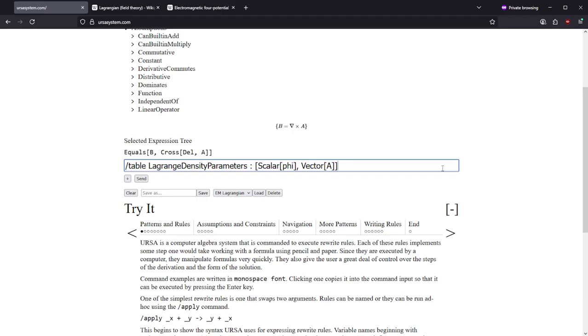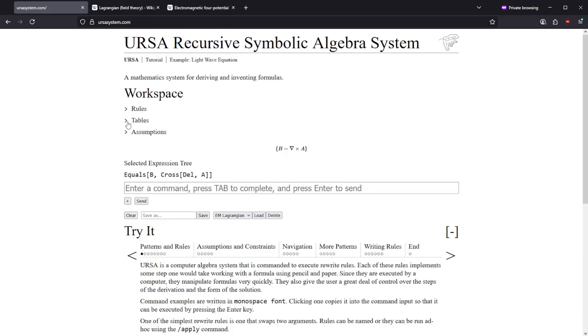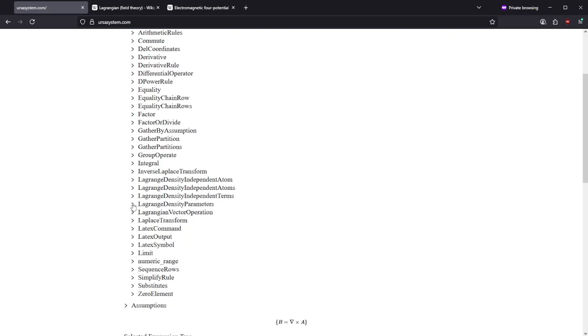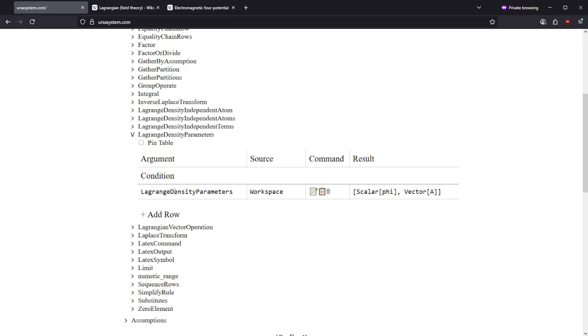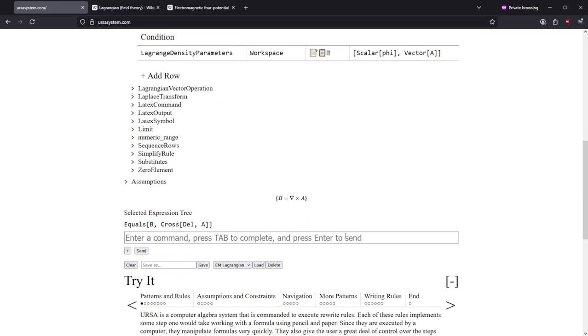So if you have a derivative with respect to one of another one, that's just 0 by the constant rule. And this sort of indicates to Ursa that those things are independent of one another and that those derivatives can go to 0. So that is now a table, since I just ran that. Lagrange density parameters is defined by the workspace, and it's scalar phi and vector A.